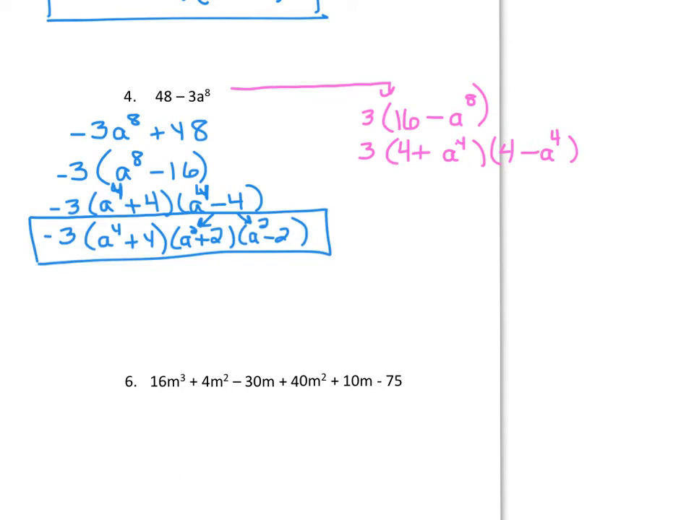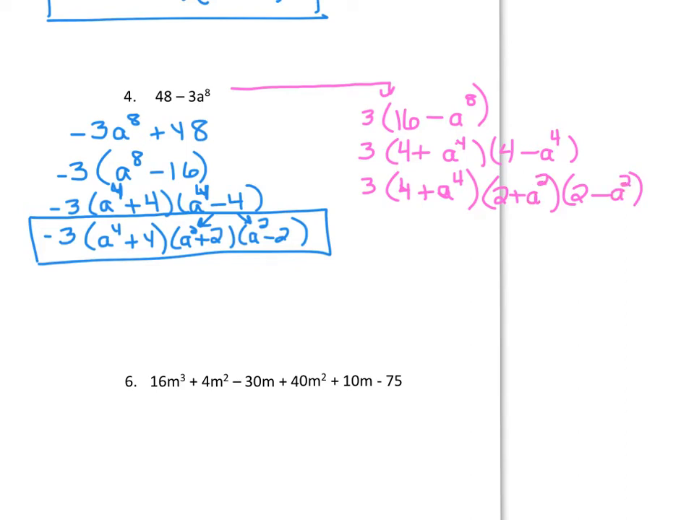So I'm going to bring down the 3. I'm going to bring down the 4 plus a to the 4th because that cannot factor further. And now this right here is what I'm going to break up into 2 separate parentheses. Okay, this is a difference of two squares. So since the square root of 4 is 2, I'm going to put a 2 in the first spot in each parenthesis, make 1 addition and 1 subtraction. And since the square root of a to the 4th is a squared, I'm going to put an a squared in the second spot within each parenthesis.